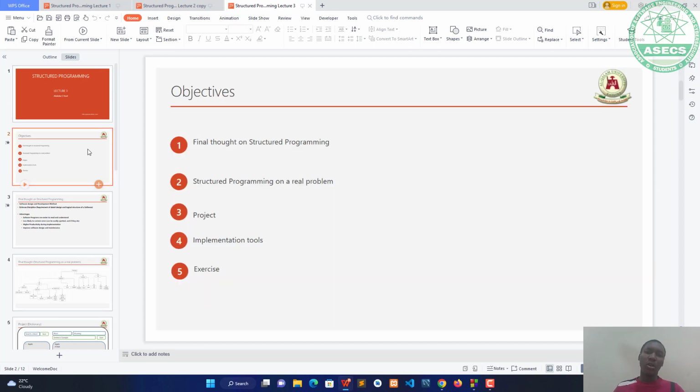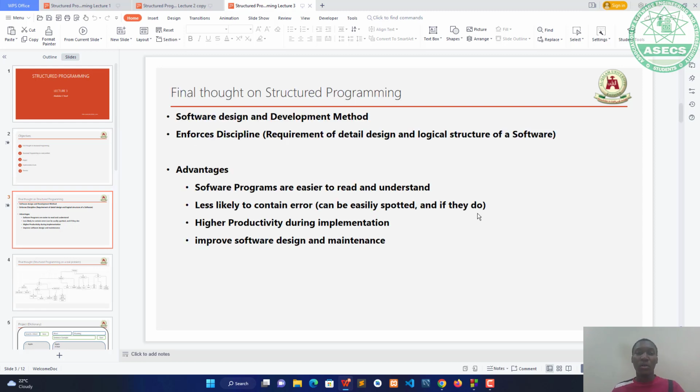and let's talk about it. Final thought on structured program. That's the first objectives. Structured program and a real problem, a project, implementation tool, and an exercise. Alright, these are the final thoughts the lecturer had on this course. Software design and development method. It enforces discipline. Software design and development method.